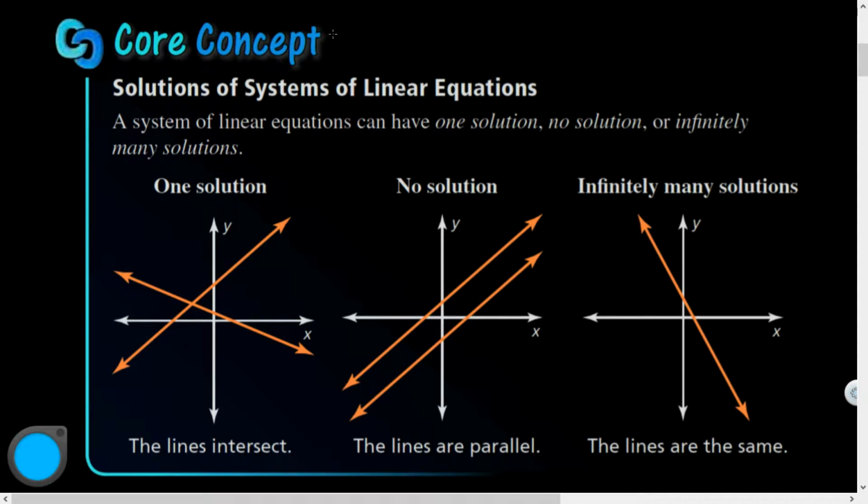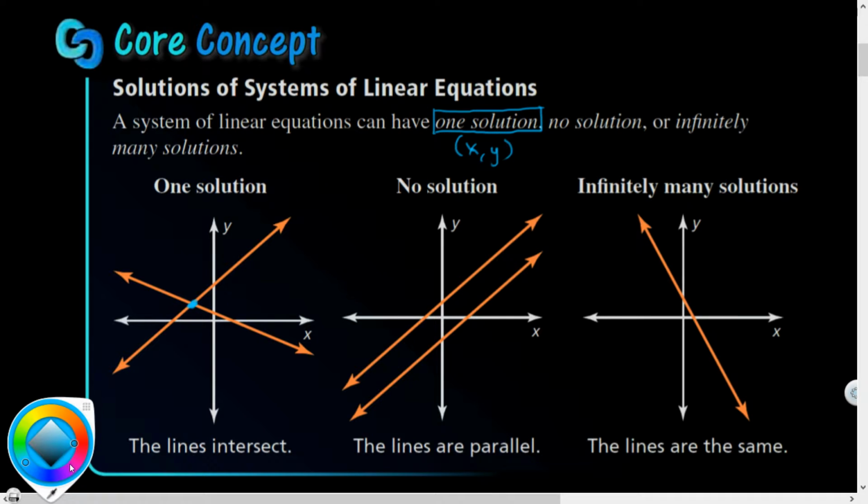Core concept. It says solutions of systems of linear equations. A system of linear equations, when we have two equations and two unknowns, or two graphs and we're finding the intersection, can have one solution. That has been every system we've solved so far, where we find one solution, x comma y, that makes both equations true at the same time, where our solution happened to be the intersection of those two lines. It is, however, also possible to have no solution.